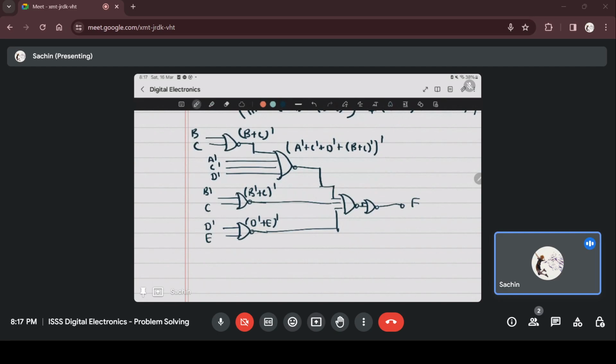That is it for this problem solving session. We'll cover the remaining problems in chapter 3 in the next session, and then we'll move on to chapter 4.